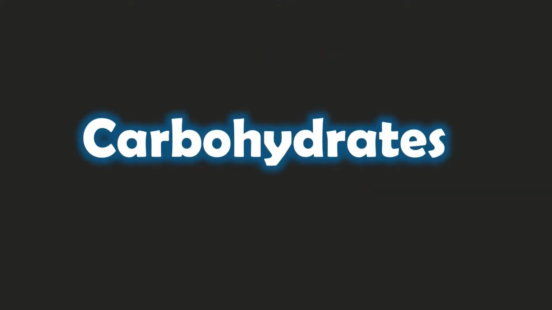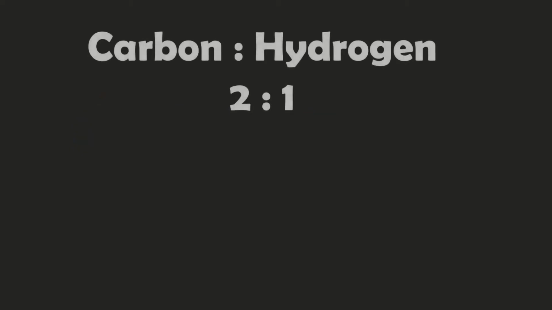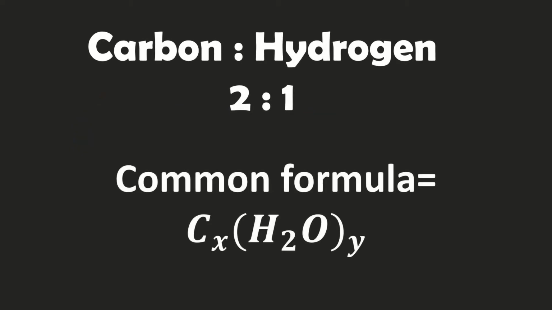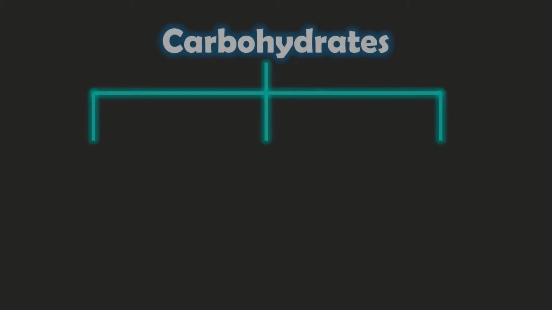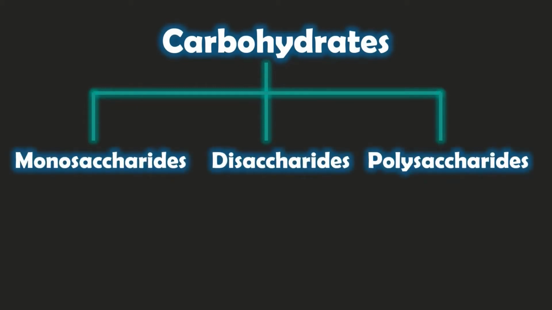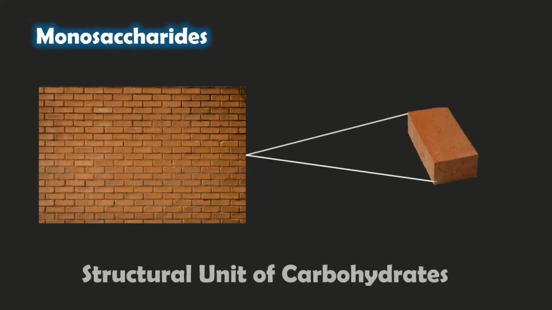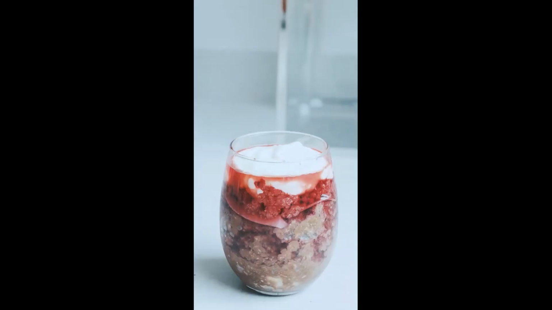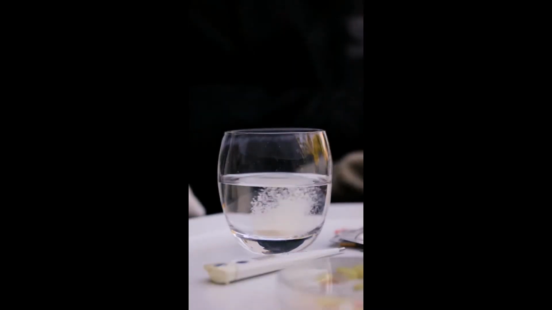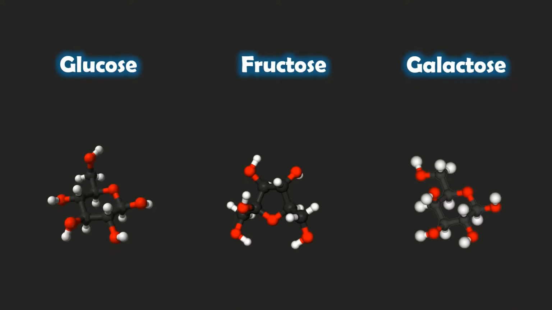The hydrogen to oxygen ratio in carbohydrates is always equal to 2:1. Carbohydrates are of mainly three types: monosaccharides, disaccharides and polysaccharides. Monosaccharide is the structural unit of carbohydrates. They are simple sugars. They are sweet in taste and also water soluble, or hydrophilic, molecules. There are three main types of them: glucose, fructose and galactose.